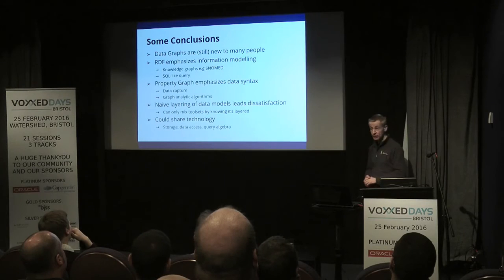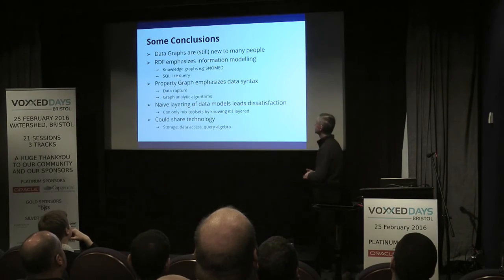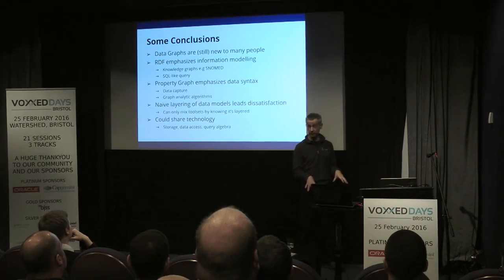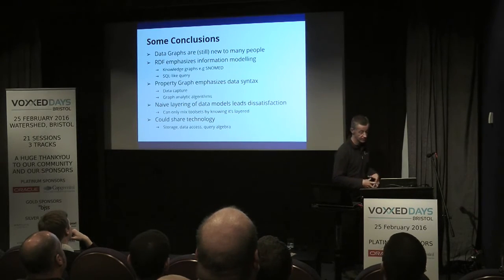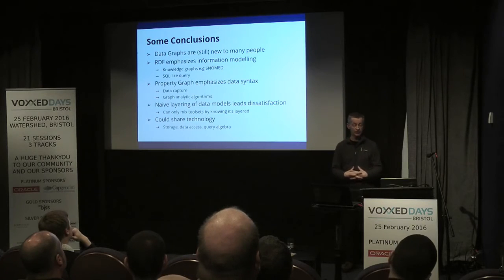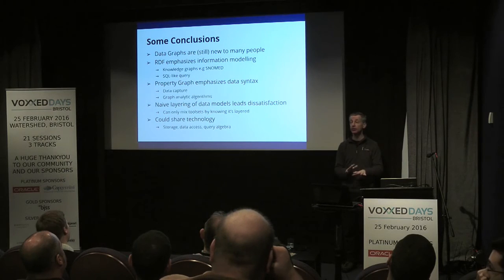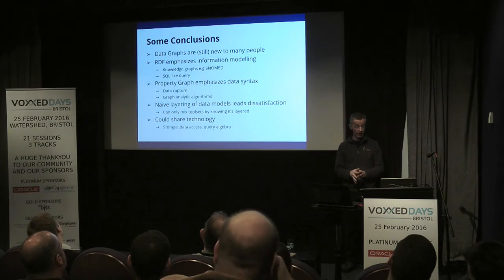So, a few conclusions. Graphs are still new to a lot of people. RDF emphasises data modelling and is very strong on things like that, and exchange. Property graphs emphasise capture of data and algorithms, and they can be used together to produce something better.